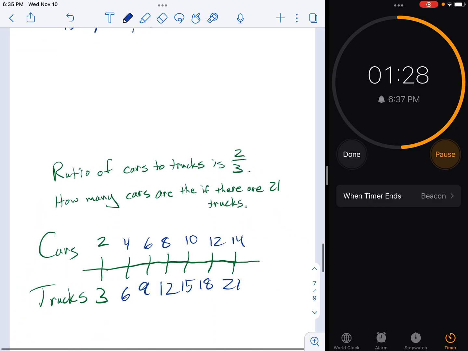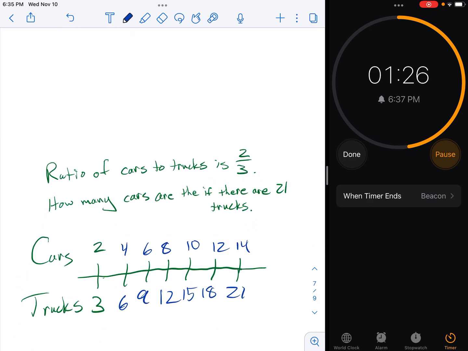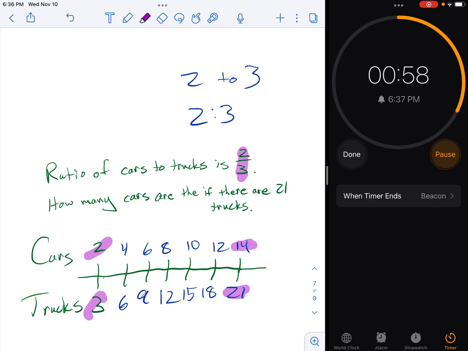So a ratio of cars to trucks is 2 to 3. Now, a lot of times we didn't do this as a fraction. Well, most of the time we did them as something like 2 to 3. However, we're going to look at it as a fraction because it'll tie really well to today. So how many cars are there if you have 21 trucks? Well, I already filled in the work, right? 2 cars to 3 trucks, and I can inch my way up and find out that at 21 trucks I have 14 cars. However, like always, you guys probably found a quicker way to do this by multiplying by 7 and multiplying by 7, right?